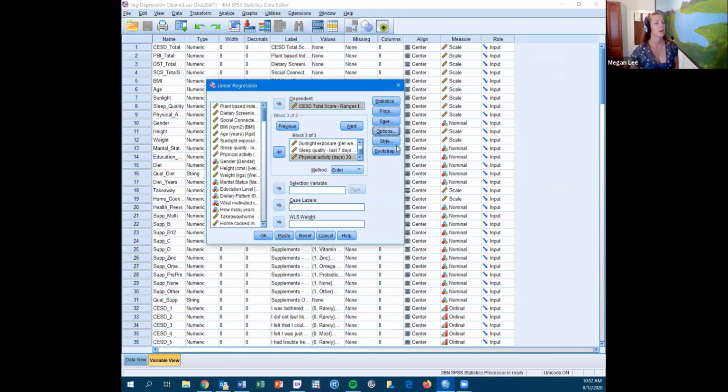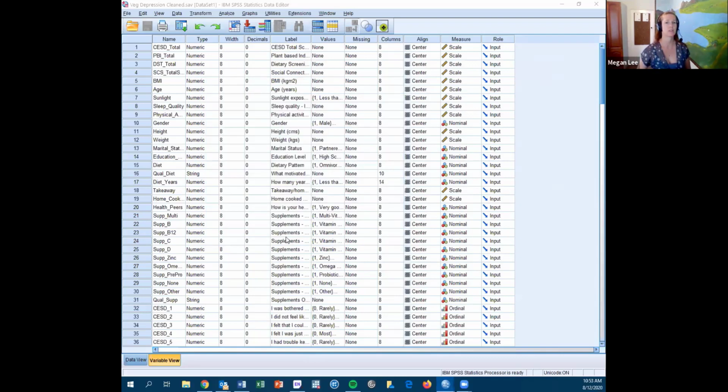That's all okay. And then you can bootstrap if you've got some skew. I've never bootstrapped before, but potentially this data set could use a bootstrap. That just kind of brings everything in a bit more. Okay, let's run this and see what happens.